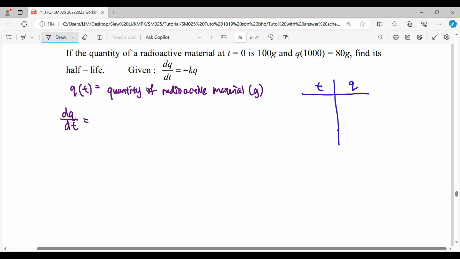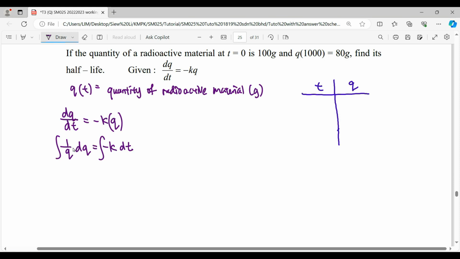In our DE, dQ/dt is negative kQ, and we can notice that in our DE we only have the variable Q, we don't have t, which means this question can be solved by separable method. So we rearrange the Q to the left hand side, so multiply becomes division, and then this dt we move to the right hand side. Then we can integrate both sides to find the solution.